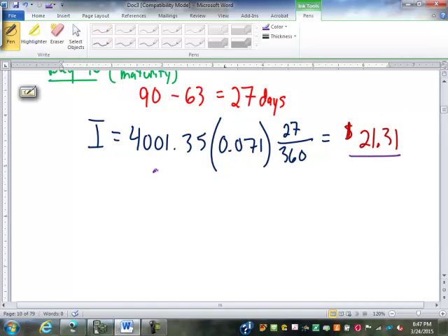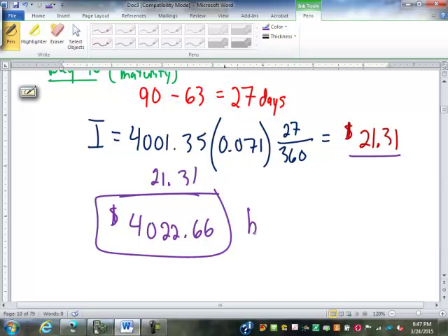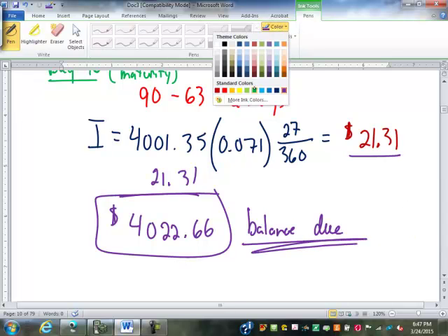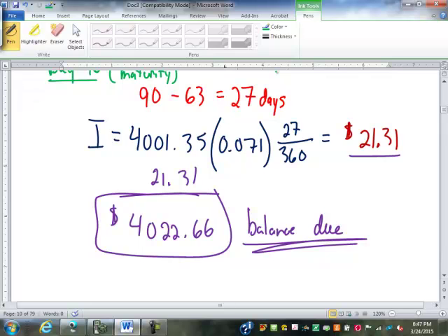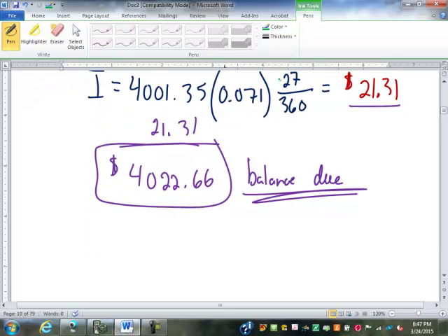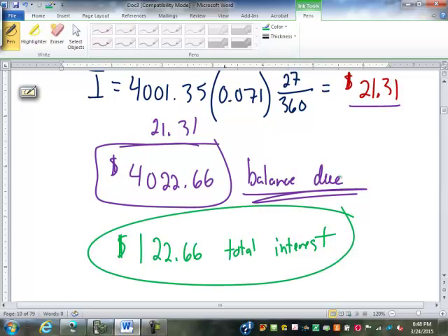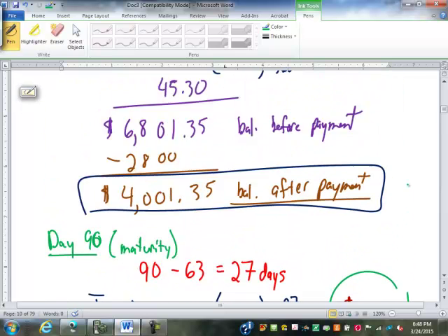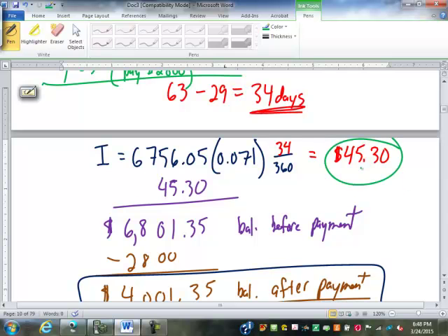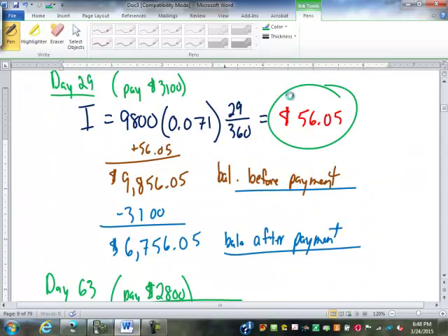Now, of course, we need to add that on. We get $4,022.66 is the balance due at maturity, the balance due. Now, the other part, of course, is the total interest. We're going to add all those up. There were 3 of them. If we add them all up, it comes up to $122.66, I believe. You got the $21.31 here, $45.30 interest from that one, and the $56.05.